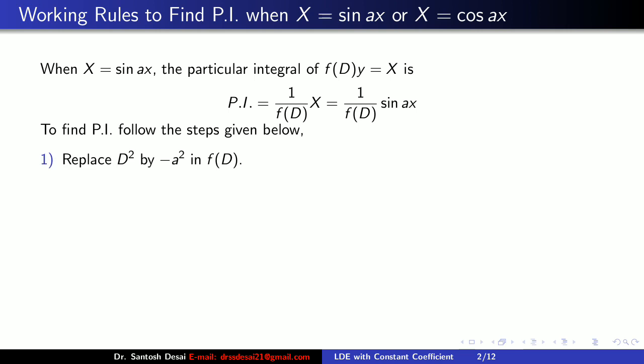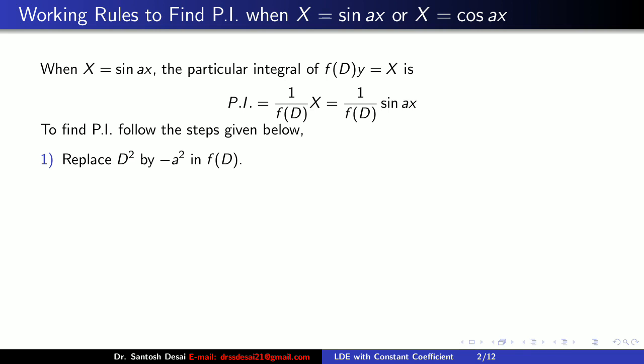In the first step, replace D square by minus a square in f(D). That means in the denominator, everywhere in place of D square, you have to write minus a square. So if the denominator contains a D cube term, then rewrite it as D into D square, and in place of D square, you replace it by minus a square.